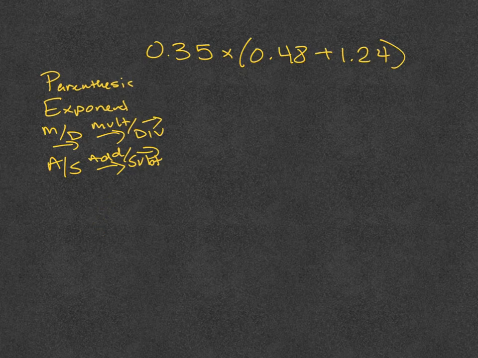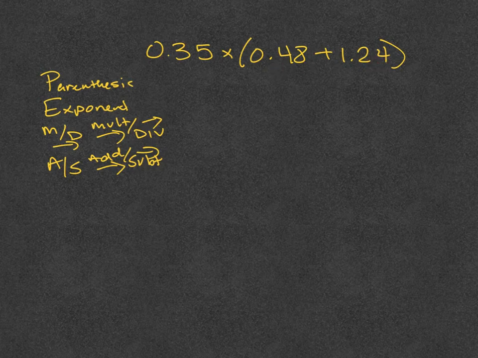We don't have any of those in our equation here. Multiply or divide, whichever comes first when you're going from left to right, and then add and subtract, whichever comes first when you're going from left to right. So we'll keep this in mind as we go through. I have 0.35 times the sum of 0.48 and 1.24, the addition. But those are in parentheses. So normally multiply would go first. However, this addition is in the parentheses, which automatically bumps it up on the list to go first.